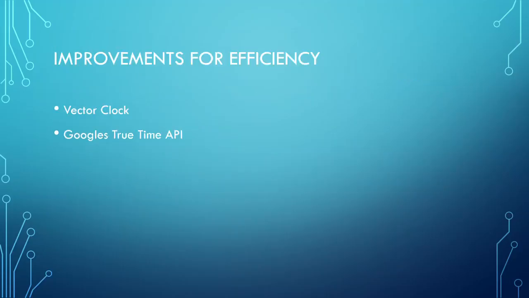So, improvements for efficiency. This is what we discussed earlier in the slides. These are all the methods we saw. The first one is UUID, the second one is increment using database, and the third one is range handlers.